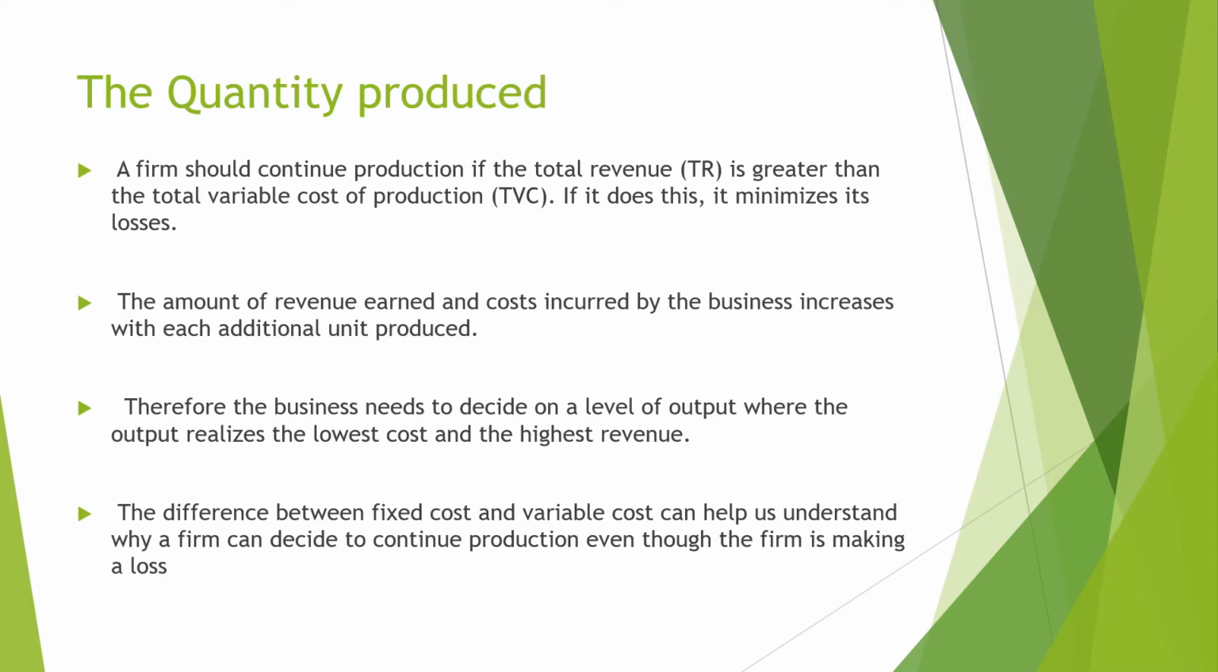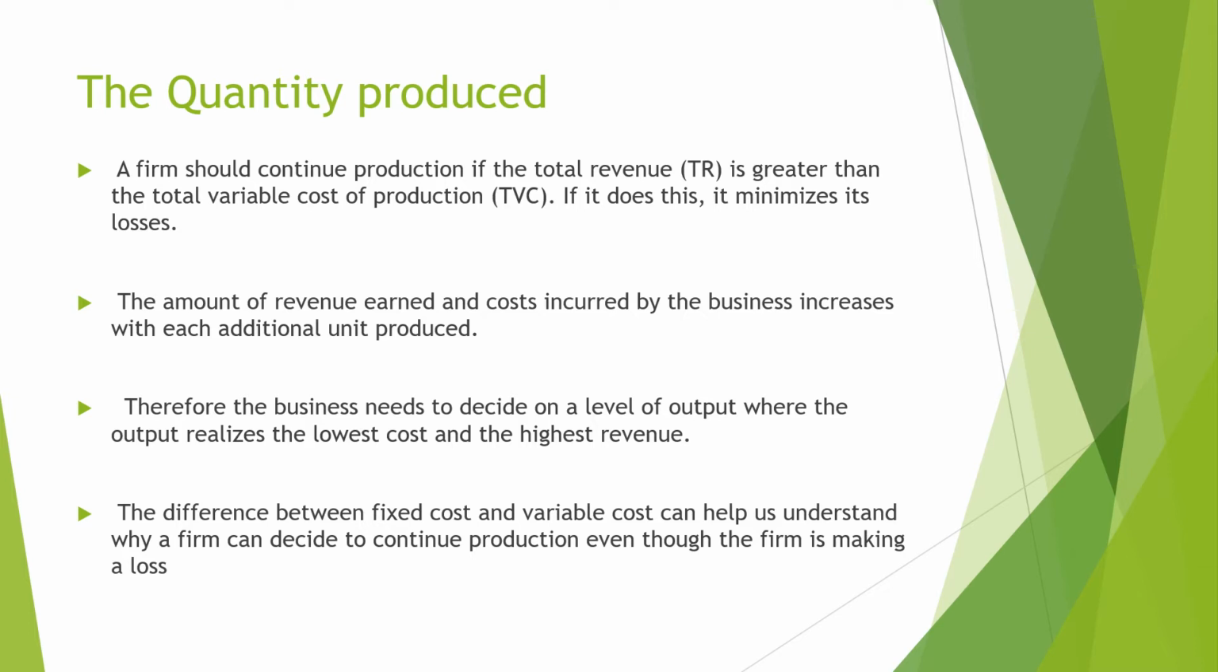The quantity produced, a firm should continue production if total revenue is greater than the total variable cost of production. It minimizes cost. So if our total revenue is more than our total variable cost, we should continue operating. It means that the business is making a profit. The amount of revenue earned and cost incurred by the business increases with each additional unit produced. That is very true. When you produce more quantities, it means that you're most likely going to receive more revenue.